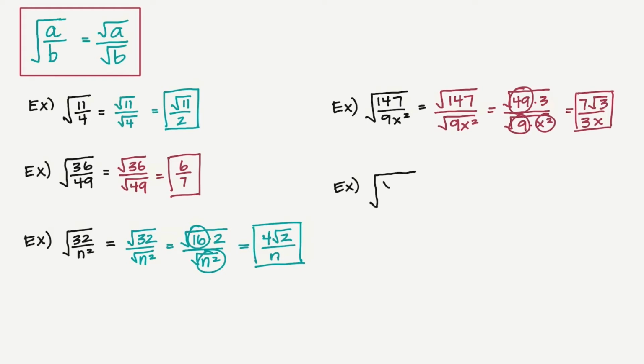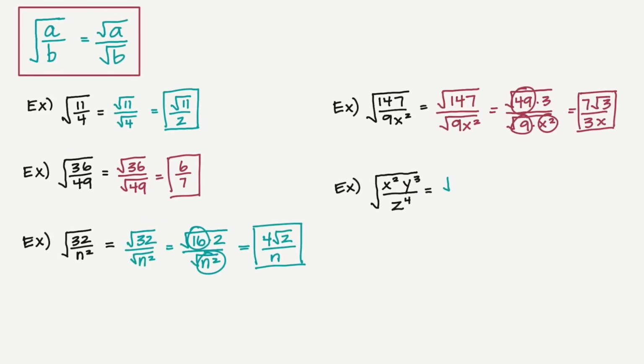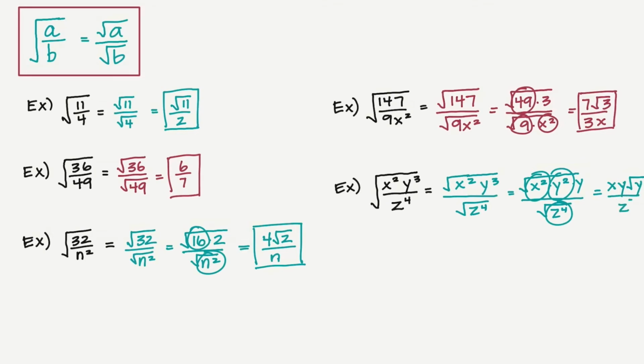Our final example is going to be x squared y cubed over z to the 4th power, and I'm going to take the square root of that. So I'm going to go ahead and separate these to take the square root of x squared y cubed all over the square root of z to the 4th power. So on top, I'm left with x squared times y squared times just another y, all divided by the square root of z to the 4th power. So I can find the square root of 3 of my terms, so I'm left with xy radical y divided by z squared. And that's it.